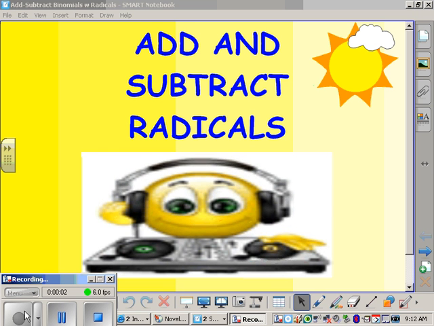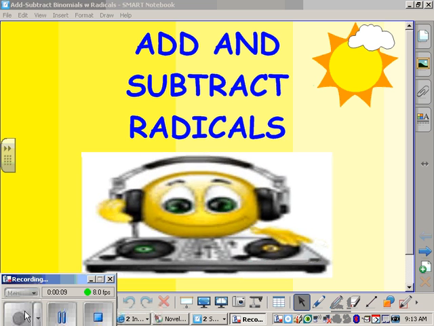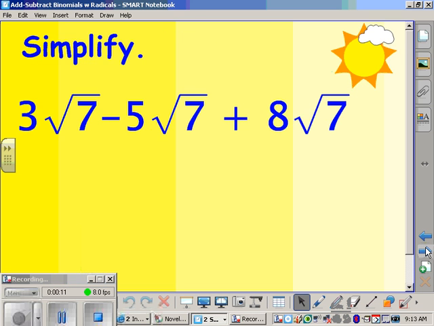In this lesson, you will learn how to add and subtract radicals. Let's take a look at some examples to better explain this concept. In this problem, we have 3 radical 7 minus 5 radical 7 plus 8 radical 7.